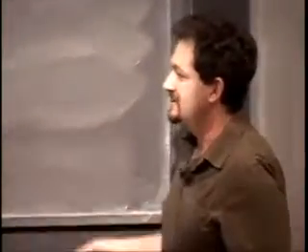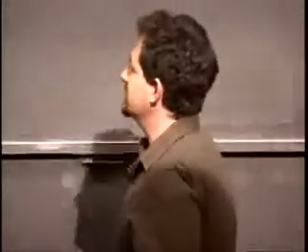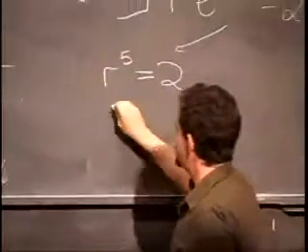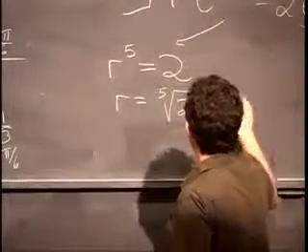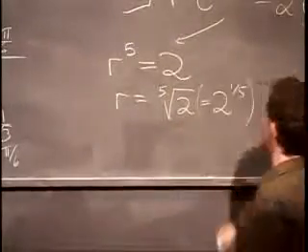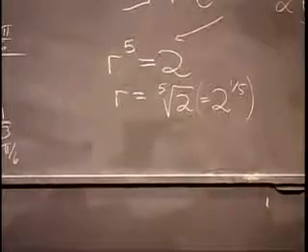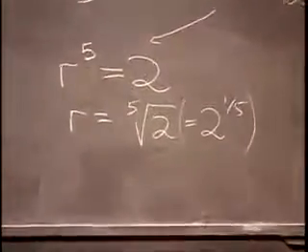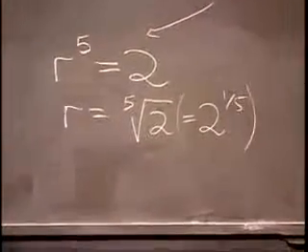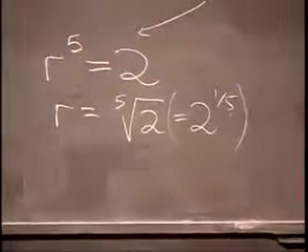All right. r to the fifth equals 2. Why can't I just write r is the fifth root of 2? Or if you prefer, 2 to the one-fifth. I thought I wasn't allowed to take fifth roots. Well, the difference is here, r is a positive number. It's a real number. It's not a complex number. Real numbers have only one positive nth root. So that's the one we're going to take.